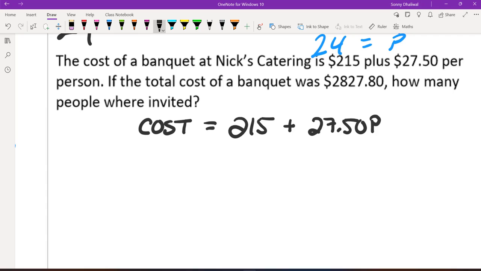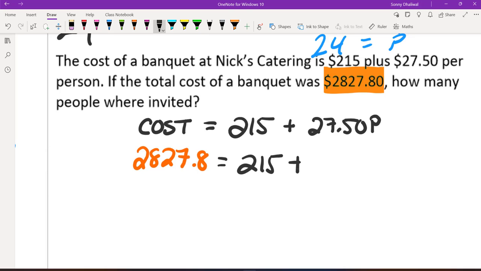I encourage all my students to use more meaningful letters. P and people, you're looking at it, sort of matches up. If you put down an X, that's very generic. So it's harder looking at the equation to figure out what's going on. Okay, so that is the equation to figure out the cost of any party at Nick's Catering. Now this specific party is going to cost this much money. So that's 2827.80, and it's equal to 215 plus 27.50 a person.